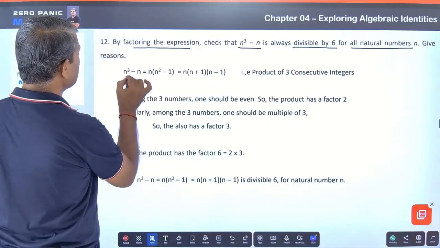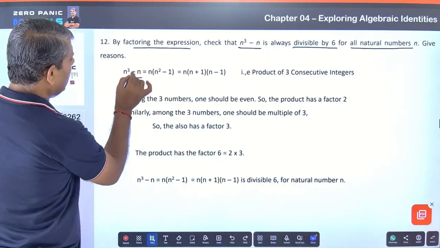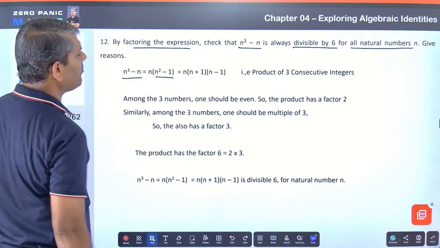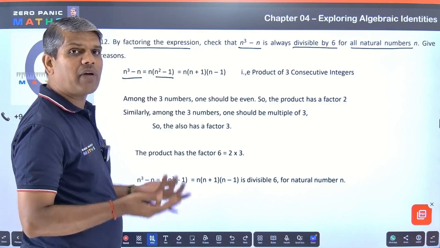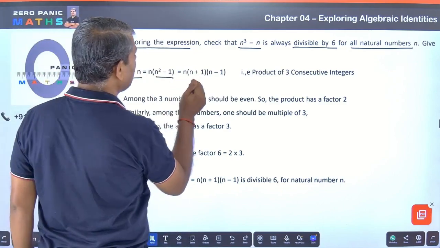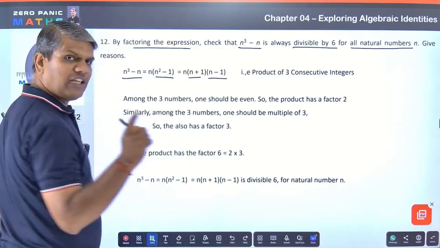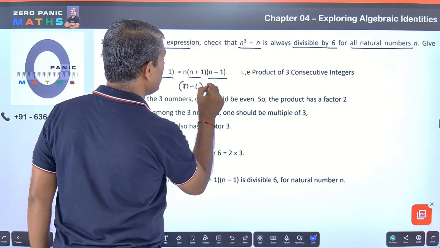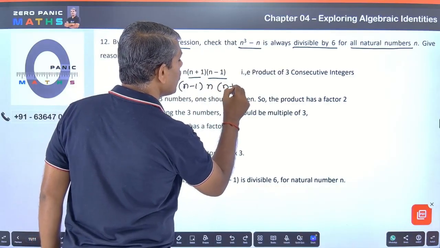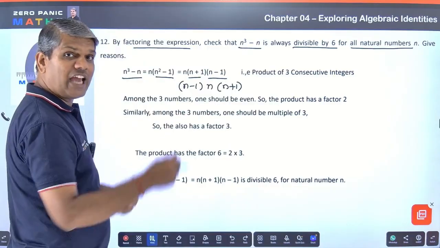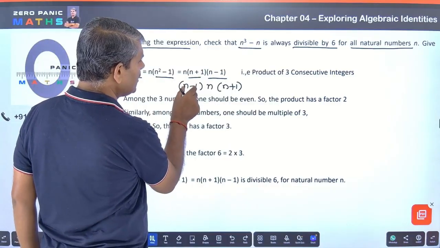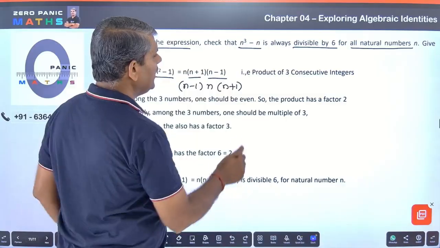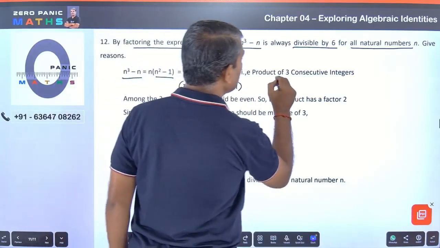Okay, let us start with n cube minus n. I will take n as common. If I take n as common, then it remains with n square minus 1, which matches with a square minus b square. So I am writing it as a plus b, a minus b. You're getting this, right? Or you can write it as n minus 1, the one number before the n, and n plus 1, the number after the n. So it is first integer, second integer, and the third integer. So it is actually the product of three consecutive integers.